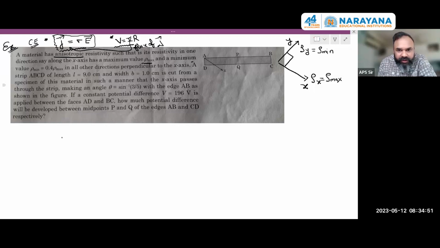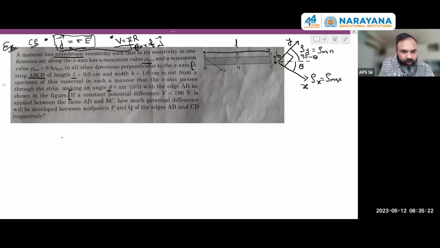That's fine. Now he says that there is a strip ABCD having a length of L. So you have been given this dimension. This is L, and the breadth of this strip is B. That is also known. Theta in this problem is very evident. It is making an angle of theta with the edge AB, so with the x-axis this angle is theta, and this angle is 90 minus theta, right?